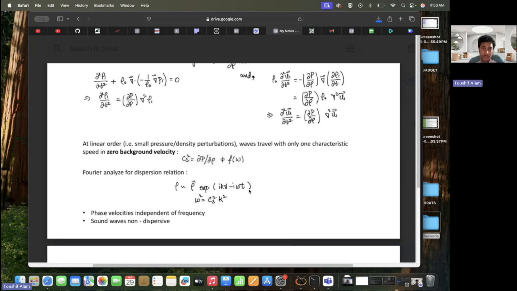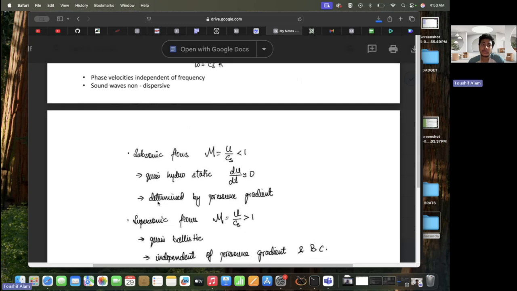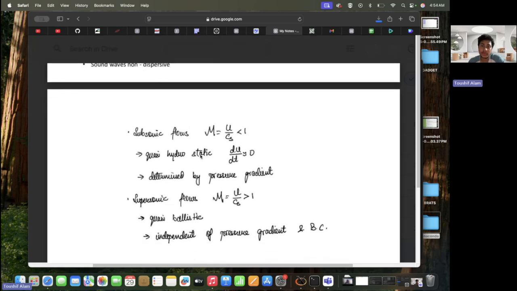Fourier analysis for the dispersion relation tells us that rho is proportional to rho hat exponential of i k x minus i omega t. So basically omega squared is equal to Cs squared k squared, right? Because k is equal to omega by Cs. So phase velocity is independent of frequency. Remember this: phase velocities are independent of frequency and sound waves are non-dispersive.